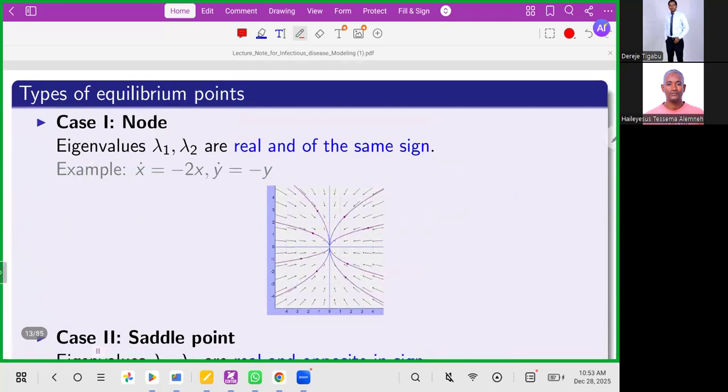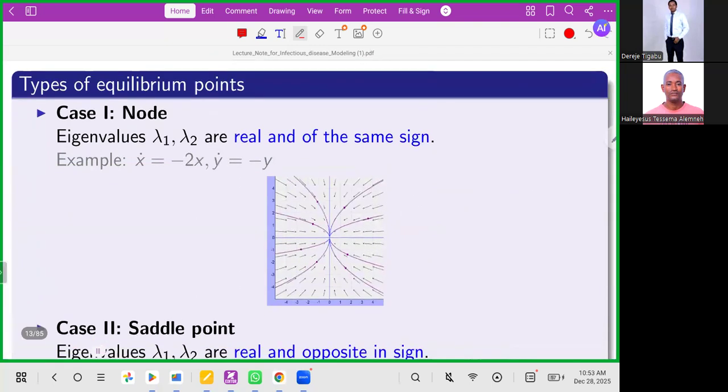They move in the direction of the field in the phase portrait line. For instance, you can see the equation. We can say x prime is equal to minus 2x, and y prime is equal to minus y. And clearly, what is the equilibrium point for this one? 0, 0 is the equilibrium point, which is a trivial equilibrium point.